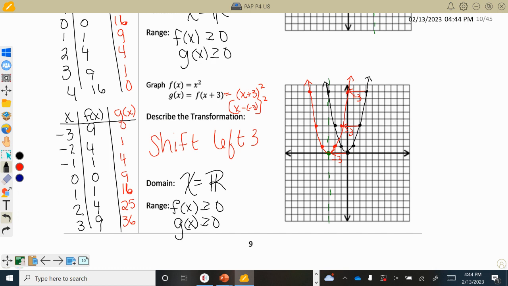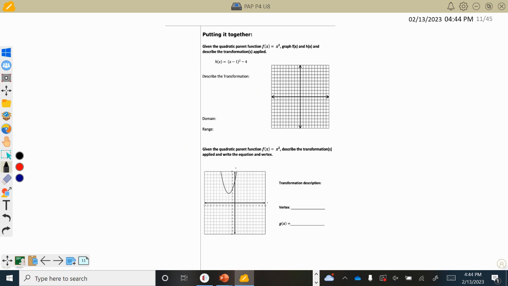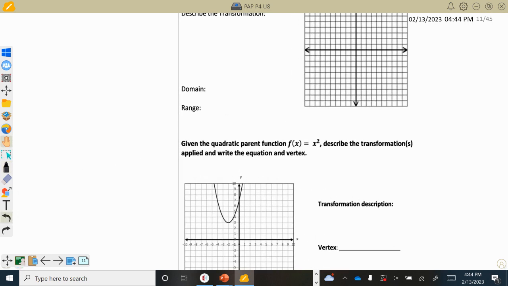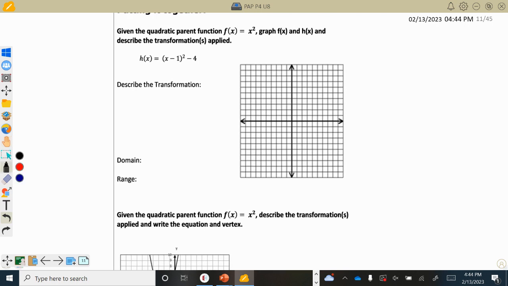Let's put some together. If we flip to the next page, for regular level, that is going to be page 12. For pre-AP, that is page 10. Once again, we're going to start with our parent function. We're going to graph that parent function, f of x, at 0, 0, 1, 1, 2, 4, and 3, 9, and mirror that to the negatives as well.